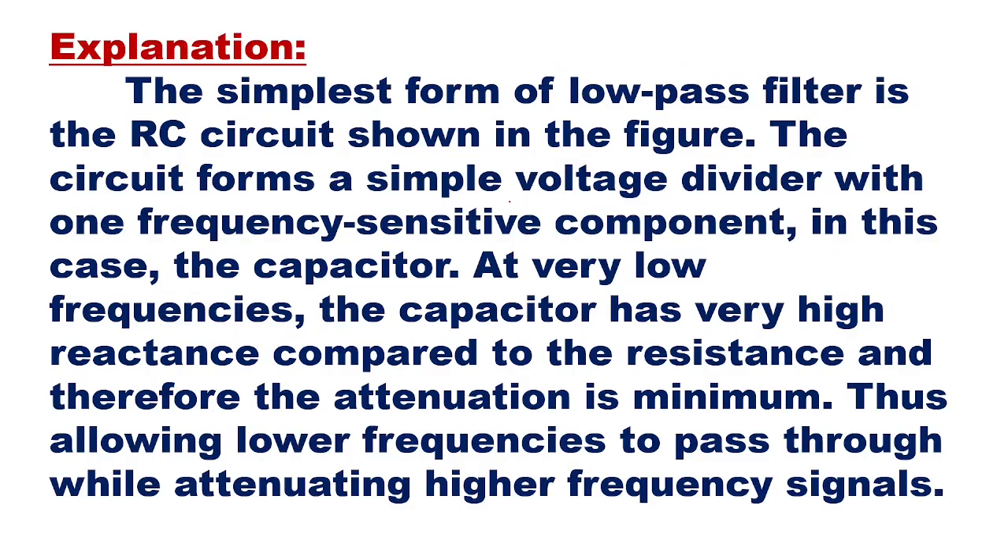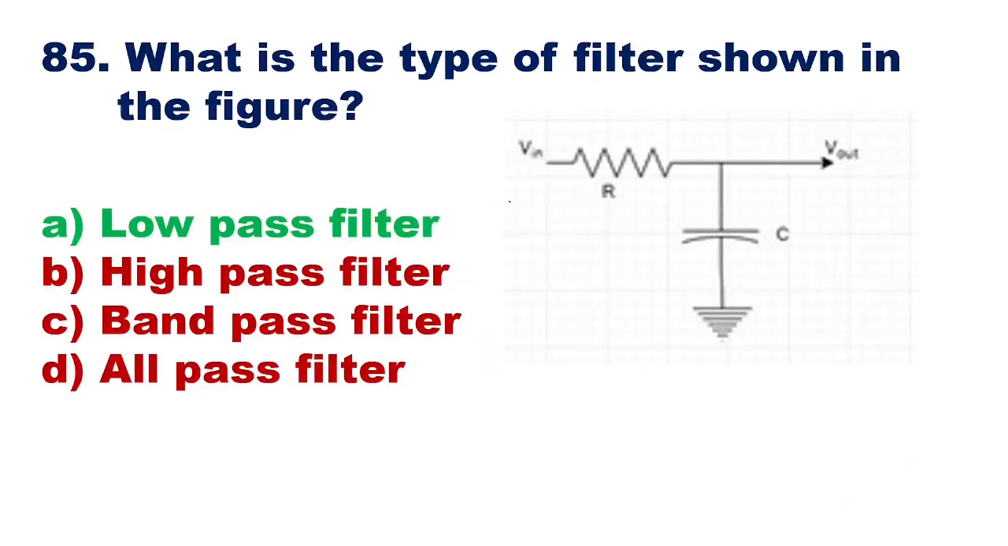So here you can see the explanation for that. The simplest form of low pass filter is the RC circuit shown in the figure. The circuit forms a simple voltage divider with one frequency sensitive component, in this case the capacitor. At very low frequencies, the capacitor has very high reactance compared to the resistance, and therefore the attenuation is minimum, thus allowing lower frequencies to pass through while attenuating higher frequency signals. Therefore, it is going to act as a low pass filter. So here option A is the right answer. The figure shown will act as a low pass filter.